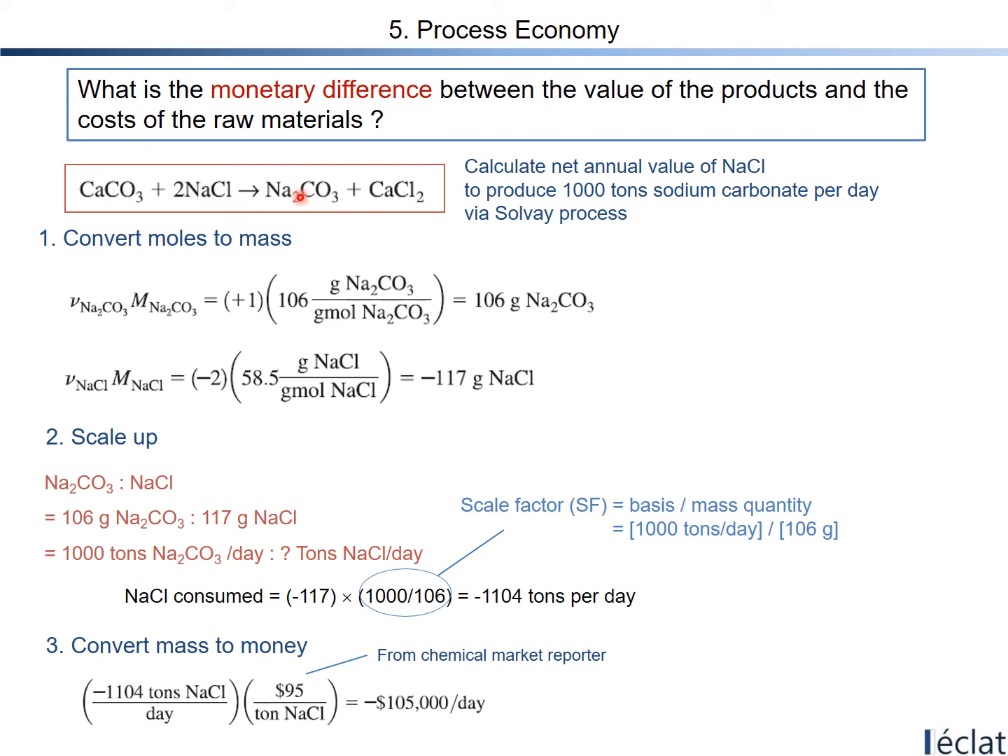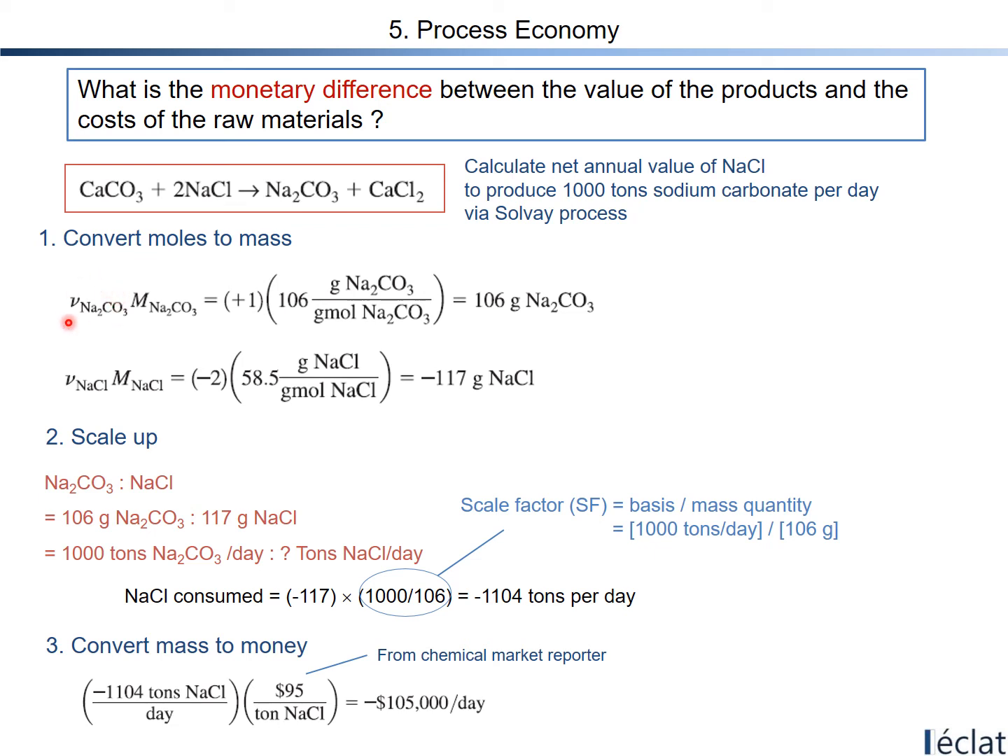One more thing. We will calculate the money, and usually the cost of materials is reported in the unit of dollar per ton, like $95 per ton sodium chloride or something like that. So we need to convert the stoichiometric coefficient or moles to mass. So the first step we should do is to convert moles to mass.